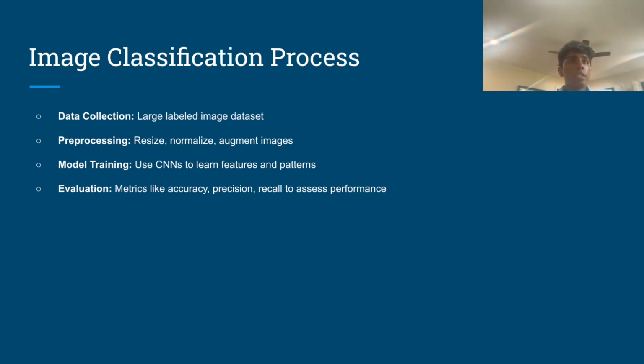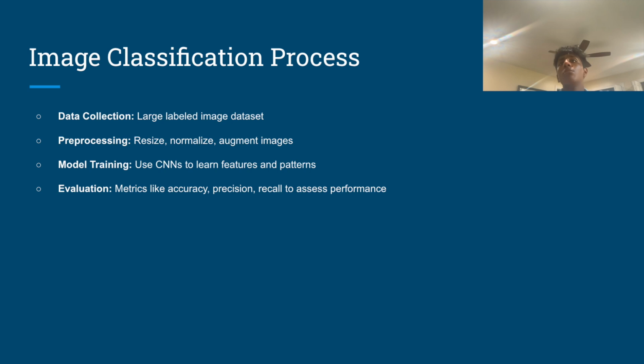So, as mentioned, image classification involves labeling images based on their contents. So, here's a detailed process that is typically followed. Data collection. The first step is to gather a large and diverse dataset of images that are labeled according to their contents. These images serve as the training data for the model. For instance, in an image classification task for cats and dogs, the dataset will contain labeled images of cats and dogs.